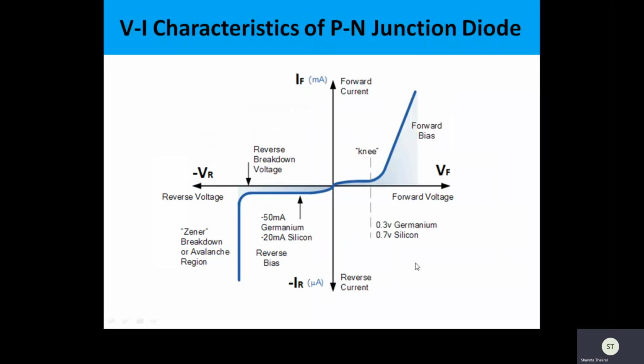So here we have the VI characteristics of the PN junction diode. On the axis, we can see in the first quadrant the graph between the positive voltage, that is VF, and the positive current produced, IF. So this particular quadrant is representing the forward biasing. And in the third quadrant we have the graph between minus VR, that is the negative reverse bias voltage, and minus IR, that is the reverse current. So this particular region is showing the reverse biasing.